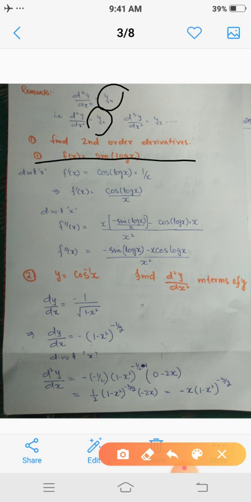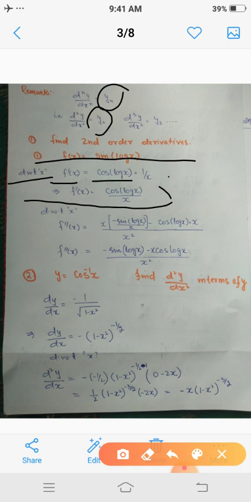Find the second order derivative for f of x equals sin of log x. Now here the given function is f of x, which implies that when we differentiate this, we get f dash of x. Now differentiation of sin is cos log of x, and differentiation of log is 1 upon x, which implies that f dash of x is cos of log x upon x, which is the first order derivative.